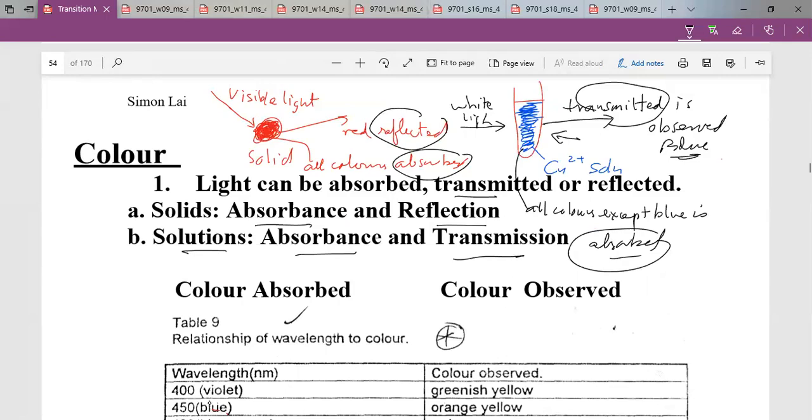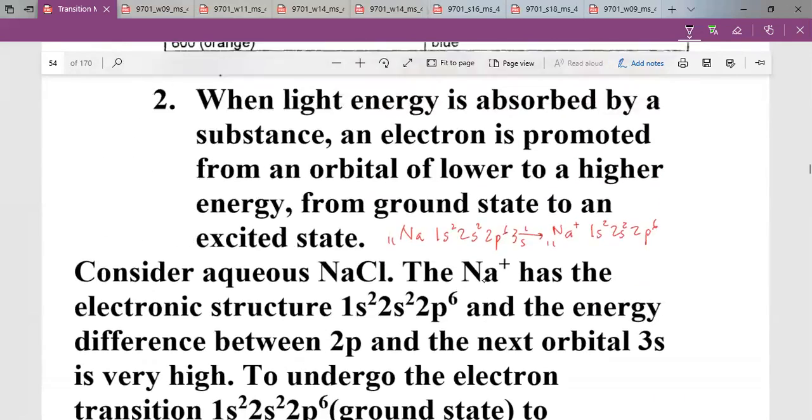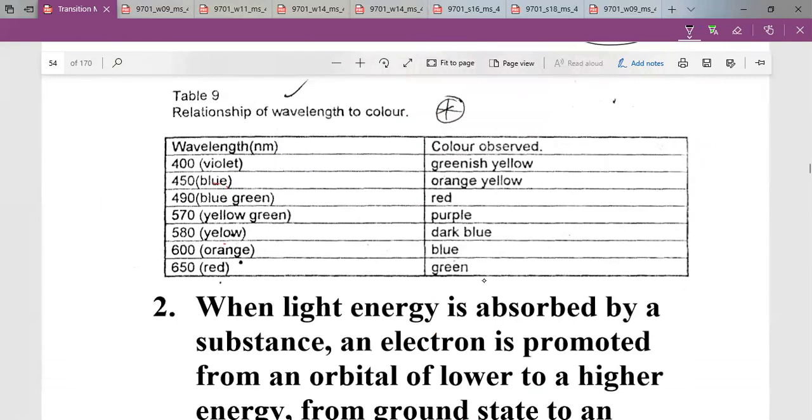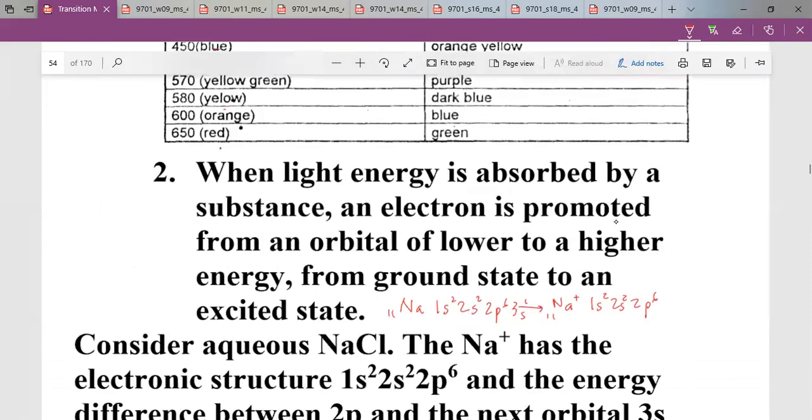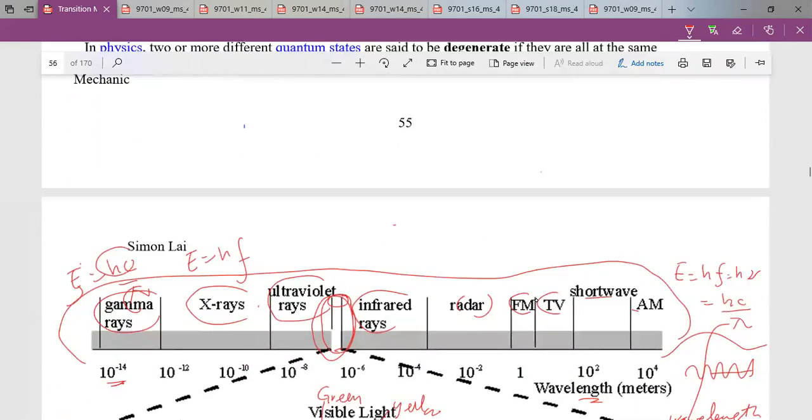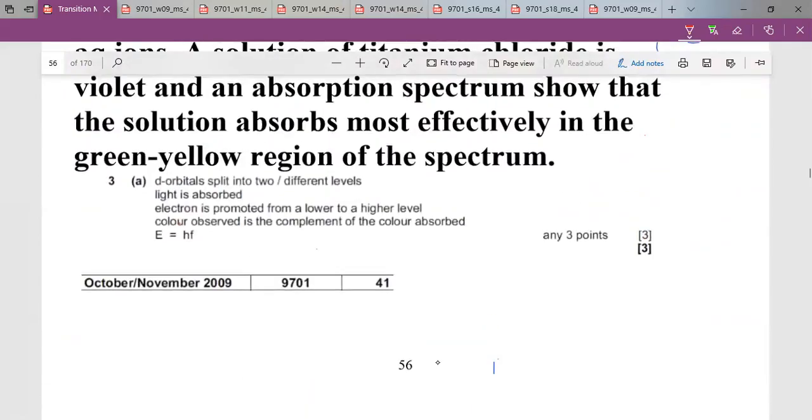Now this is a good thing here. It gives you what you call complementary colors. I want to say this word because it comes out in the exam marking scheme. Let me show you a marking scheme cut out here so that you can see LE and not LI. Color observed is the complement of the color absorbed. Observed, absorbed. So there are two basic colors.